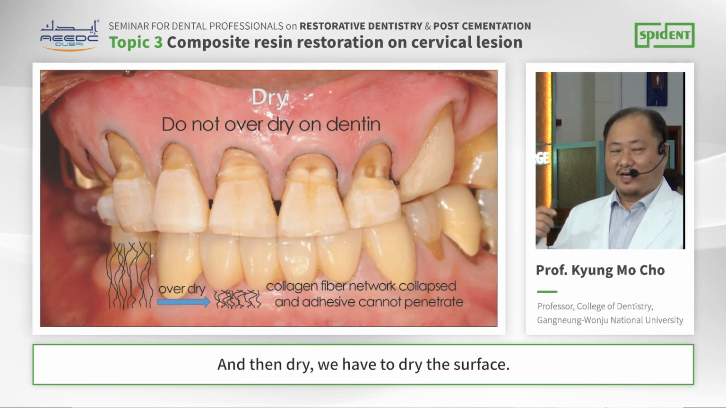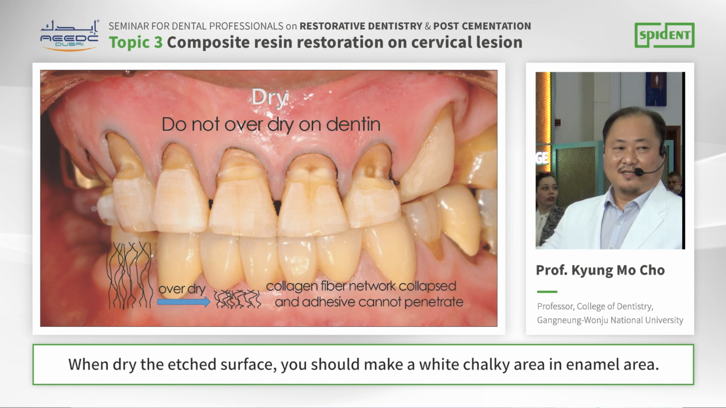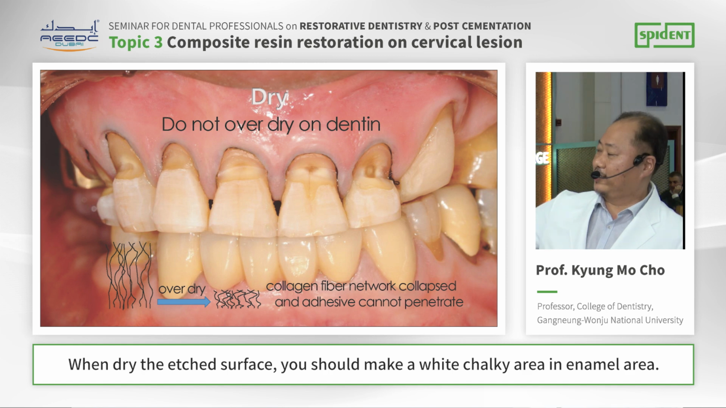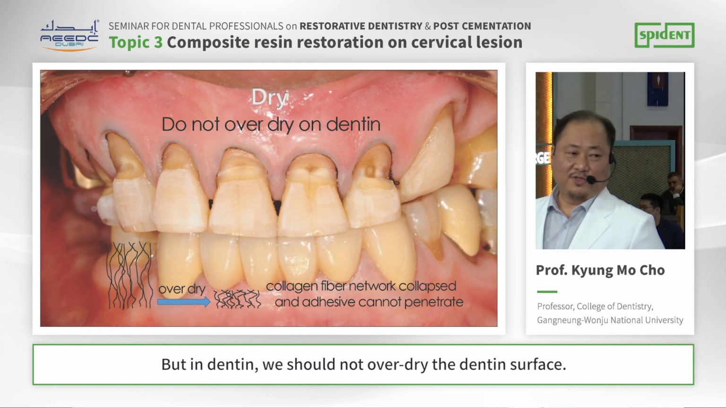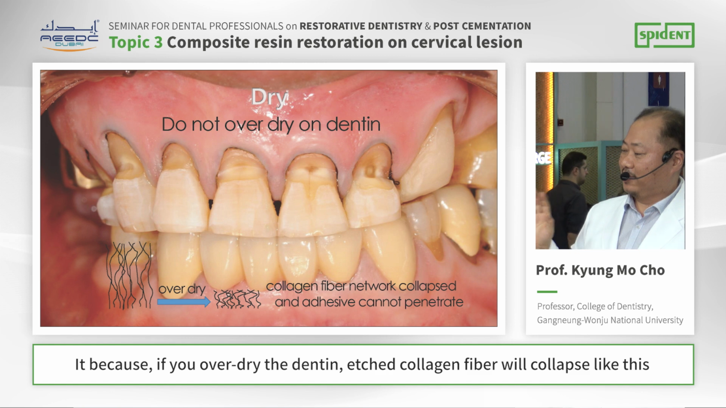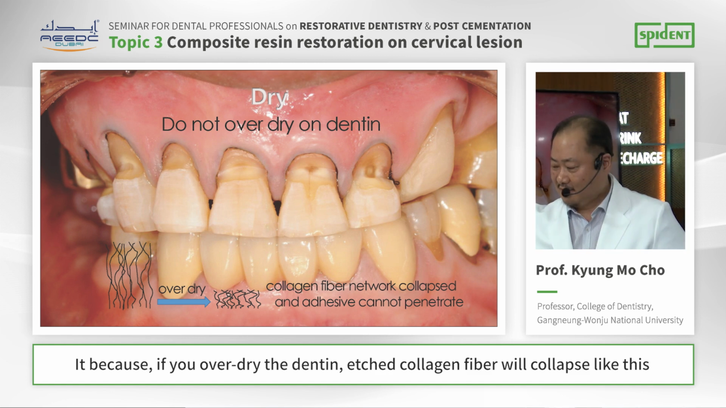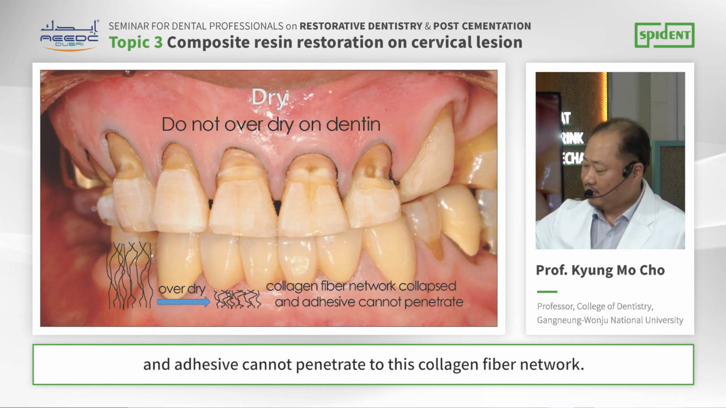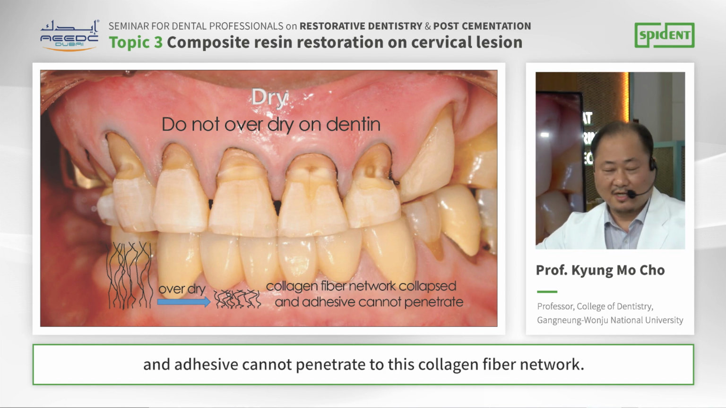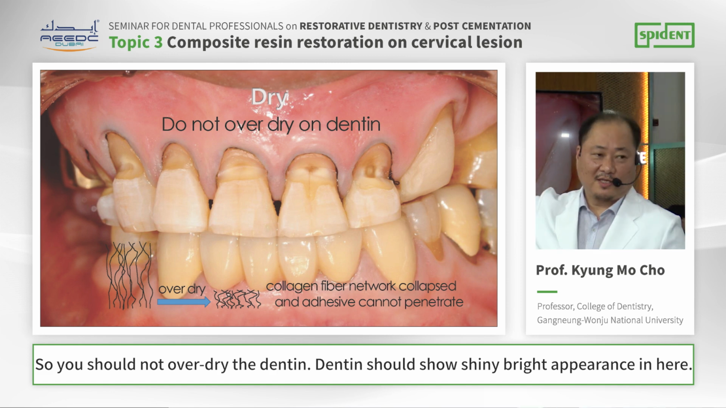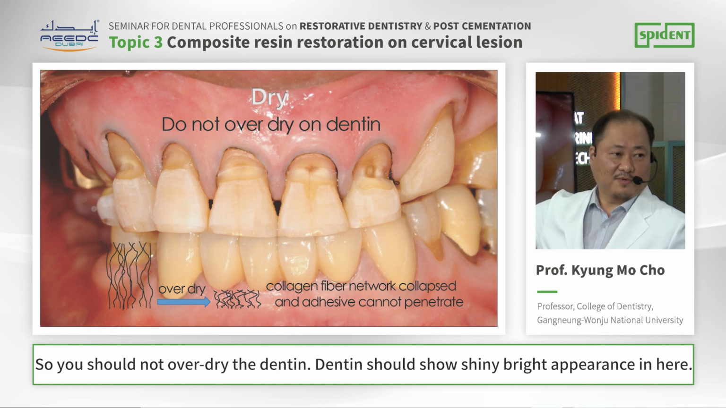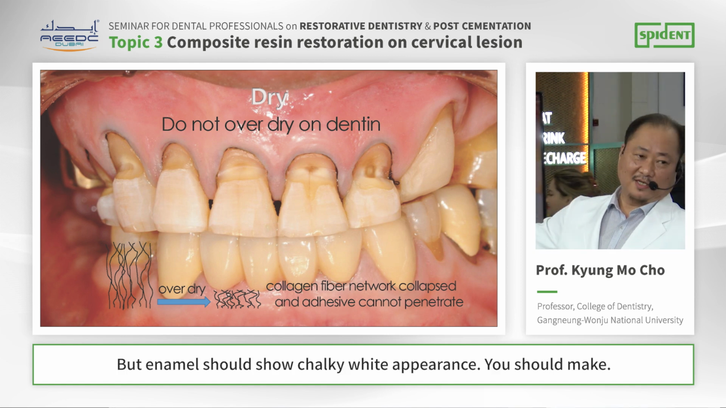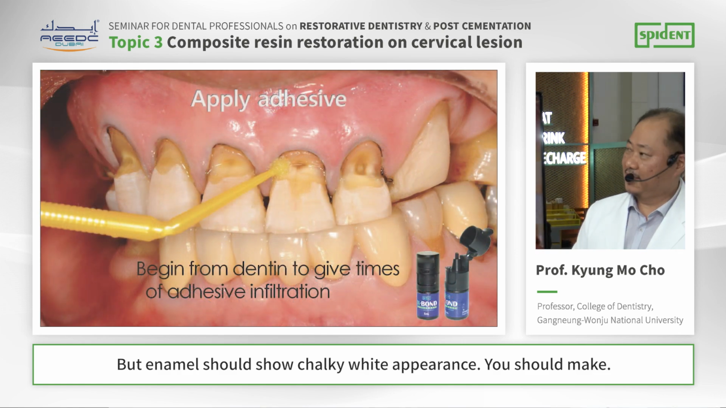And then dry. You have to dry the surface. When you dry the etched surface, you should make this kind of white chalky area in the enamel. But in dentin, you should not over-dry the surface, because if you over-dry the dentin, the collagen fiber will collapse like this, and the adhesive cannot penetrate the collagen fiber network. So you should not over-dry the dentin. Dentin should look shiny and bright here, but enamel should dry well. It looks like this, a chalky white appearance you should make.